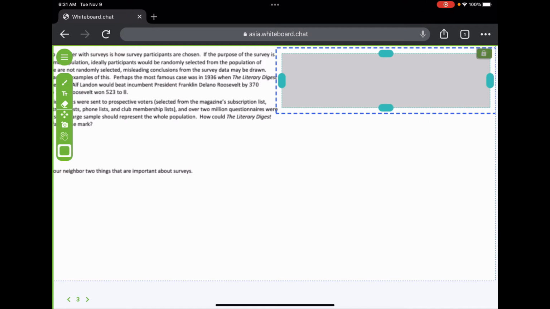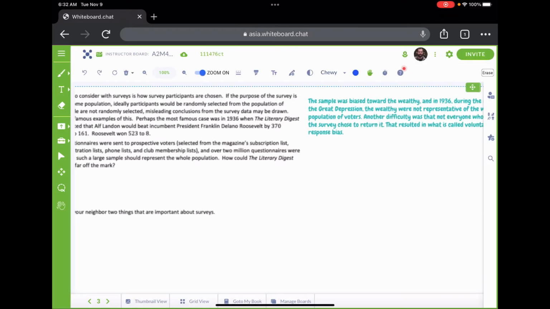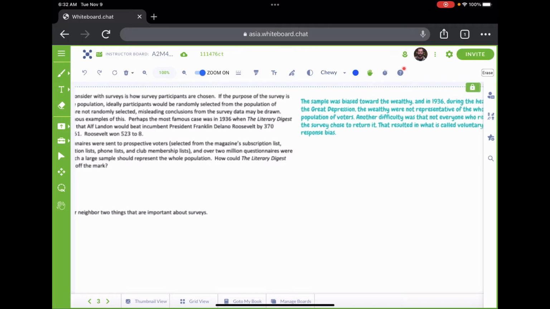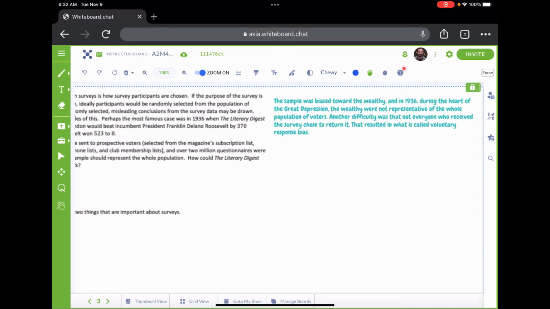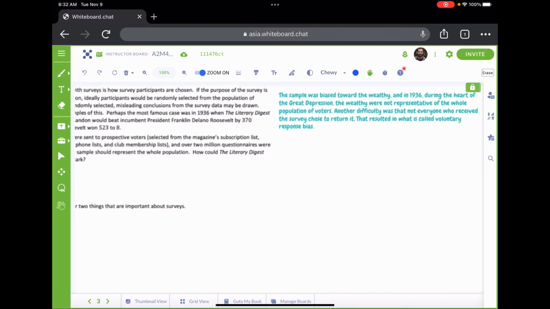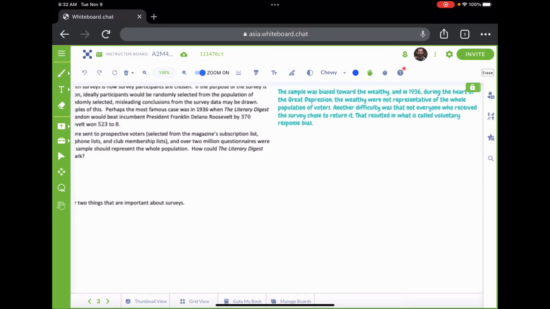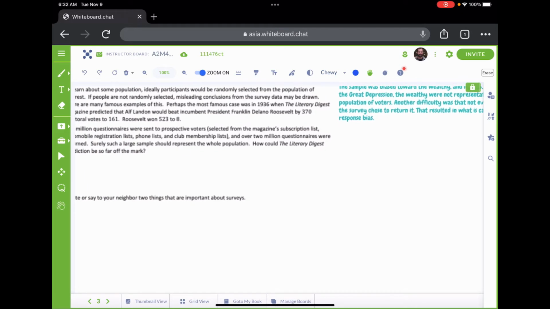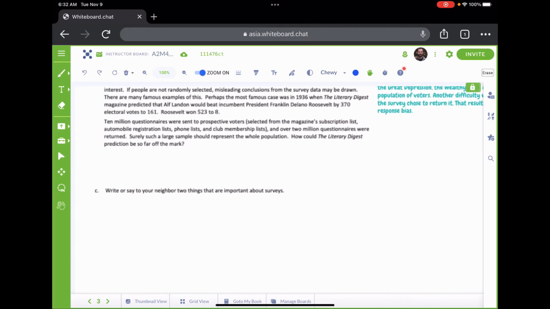We could say that the sample was biased towards the wealthy, because in 1936, during the Great Depression, the wealthy were not representative of the whole population of voters. Another difficulty was that not everyone who received the survey chose to return it. That resulted in what is called voluntary response bias. Okay? So if they don't like what you're maybe questioning, they don't respond to it. And then maybe the ones that liked Franklin Delano Roosevelt.